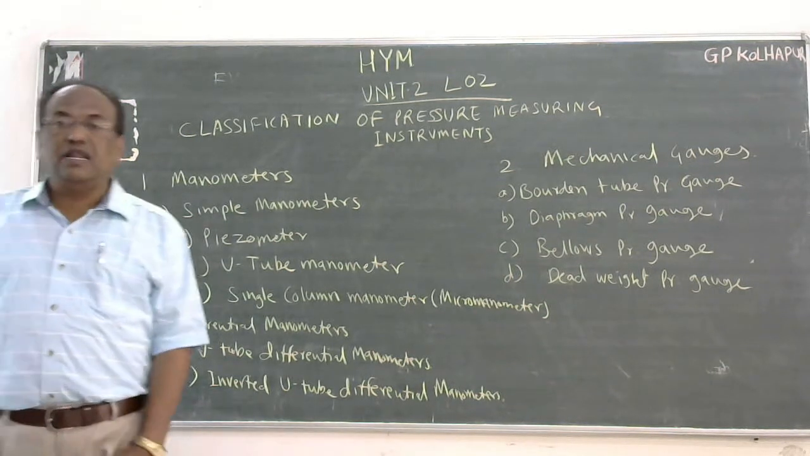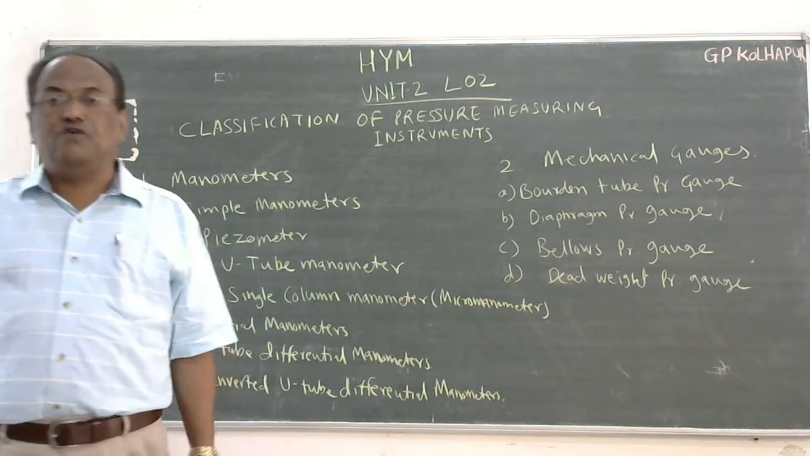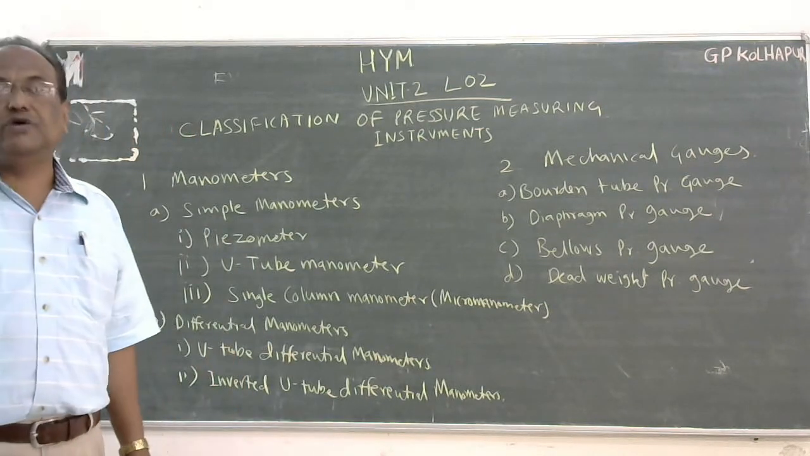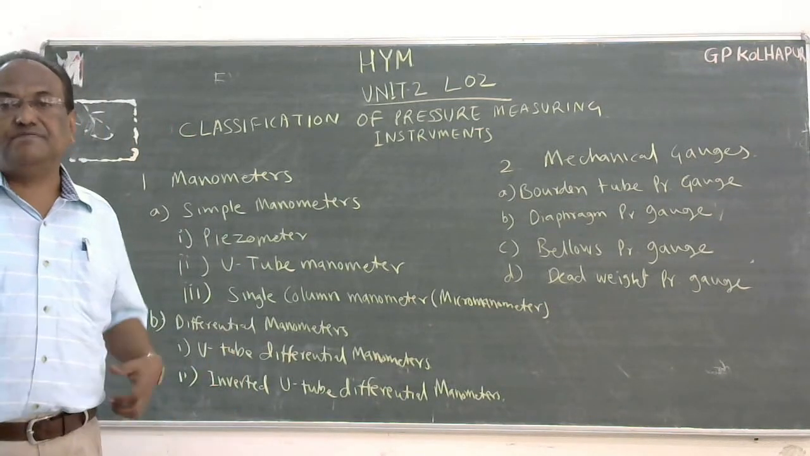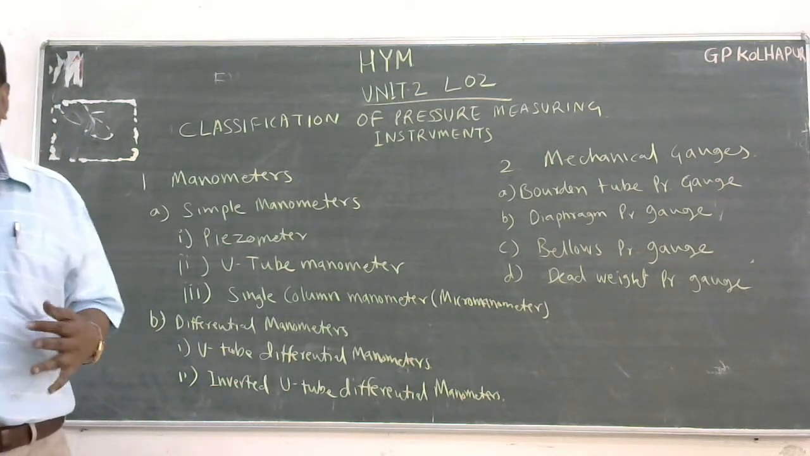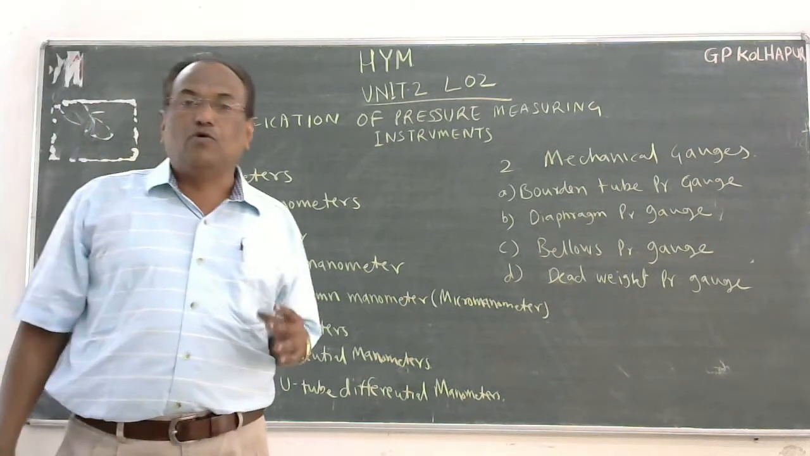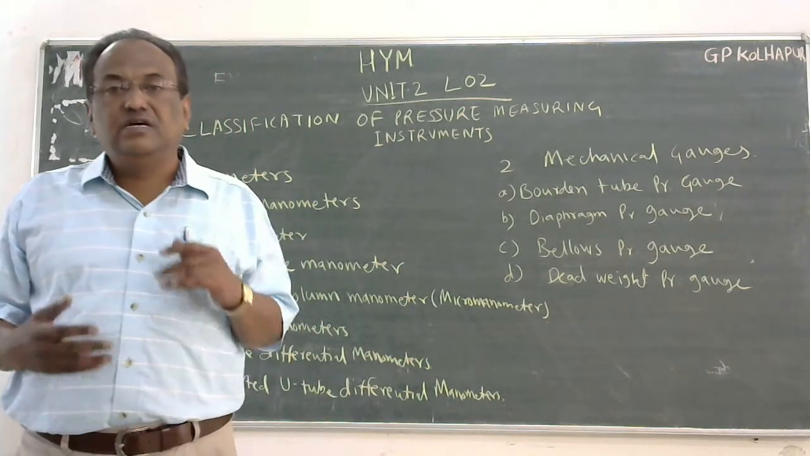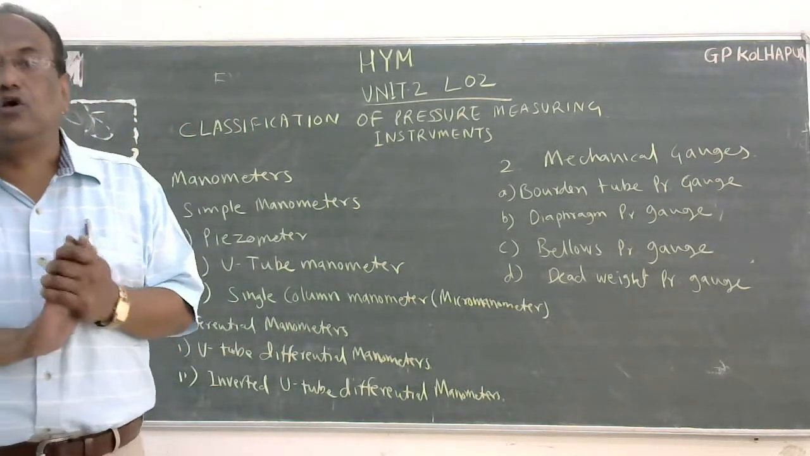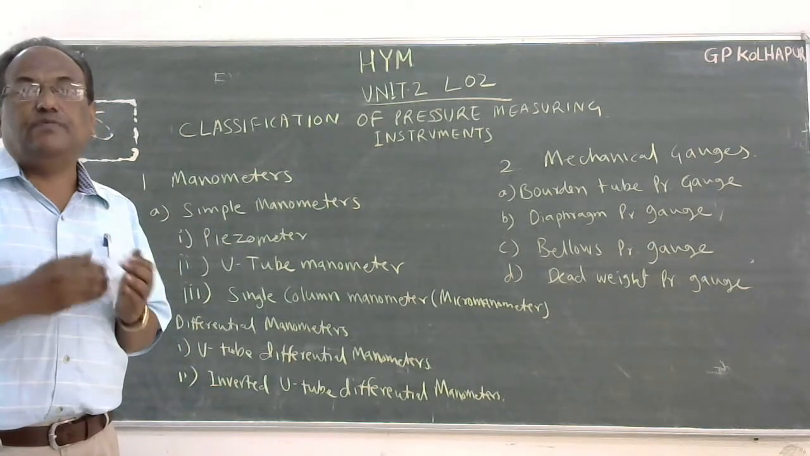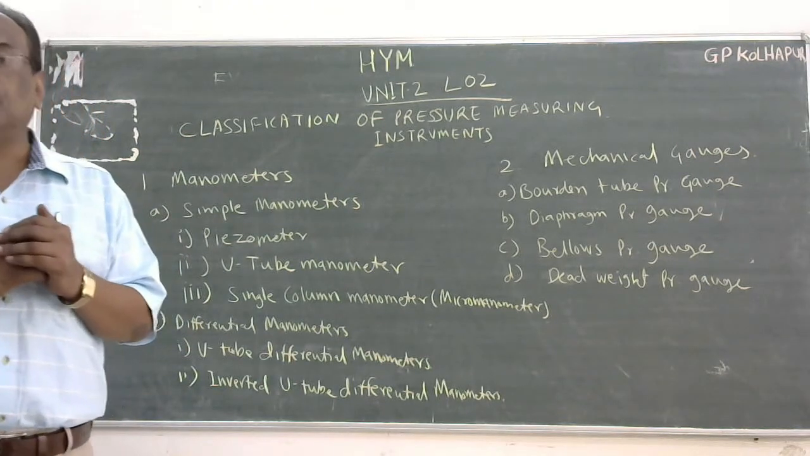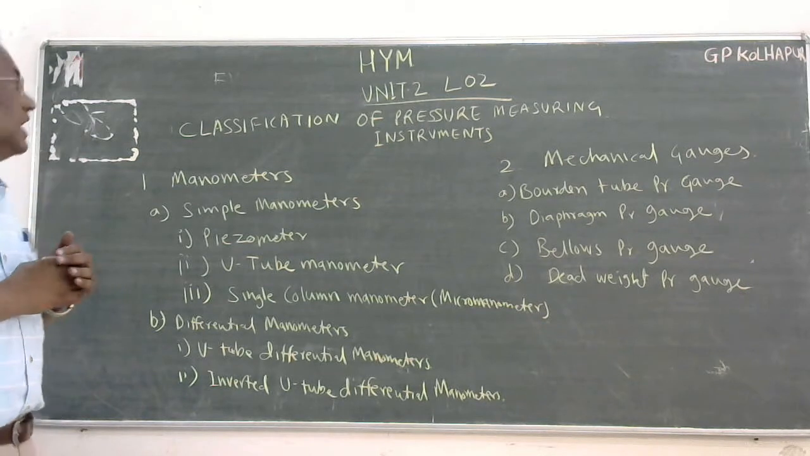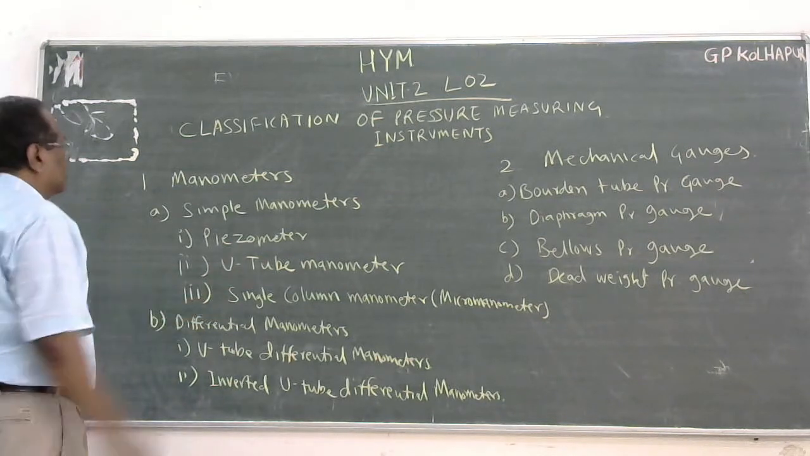Hence, in the last lecture of Unit 2, we have seen what is fluid pressure, what is atmospheric pressure, what is gauge pressure, what is vacuum pressure, and the relation between these different terms. Today we will see the instruments which are used to measure the fluid pressure. First we will classify the pressure measuring instruments.